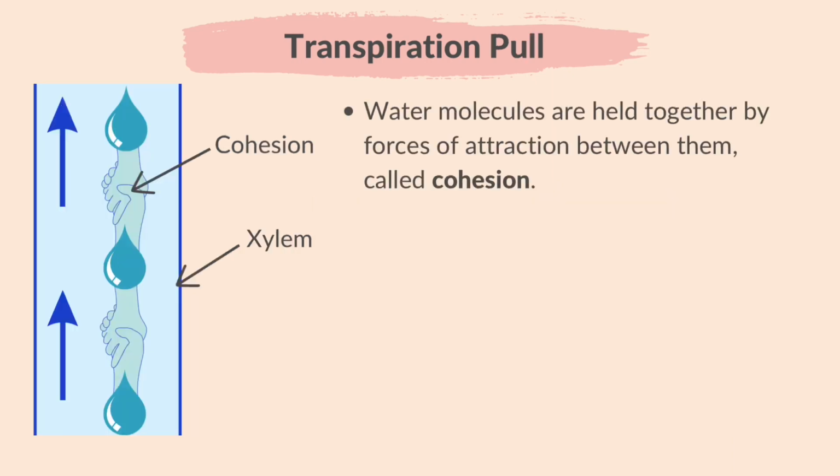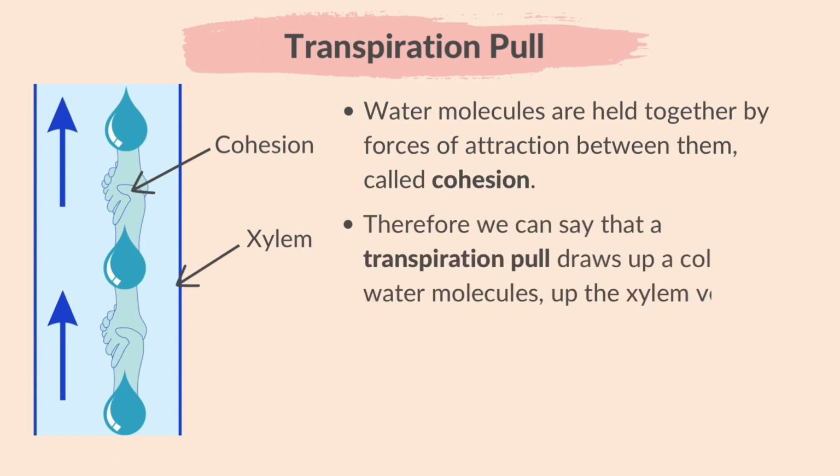Water molecules are held together by forces of attraction between them called cohesion. So when water moves upwards in the xylem, each water molecule pulls the one below it, as depicted in the picture. Therefore, we can say that a transpiration pull draws up a column of water molecules up the xylem vessels.